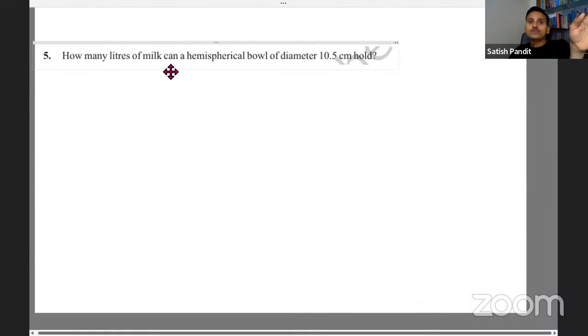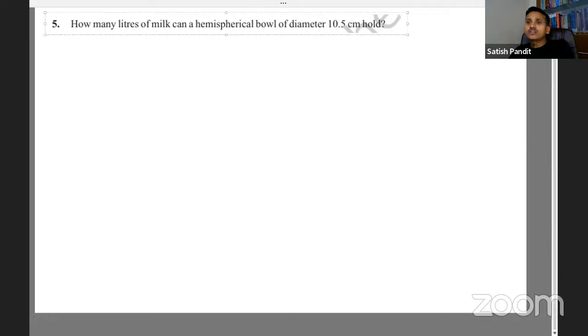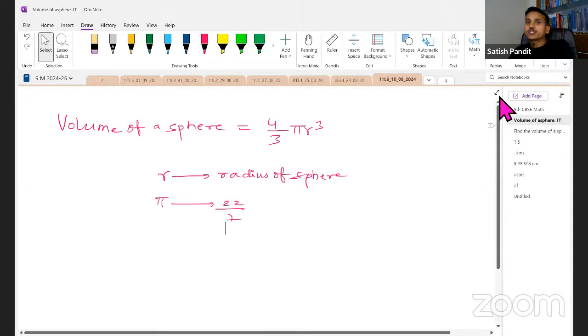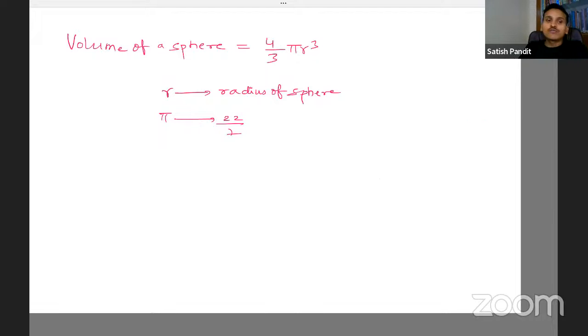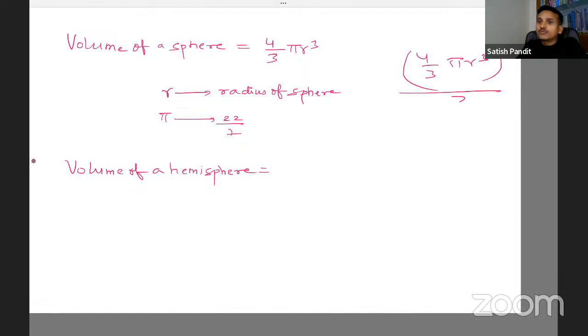See, I told you volume of a sphere is what? 4 by 3 pi r cube. Hemisphere is half of a sphere. So volume of a hemisphere will be half. Half of this will be what? 2 by 3. See, half means what? 4 by 3 pi r cube, if you divide by 2, it will become 2 by 3 pi r cube. Okay. So volume of hemisphere is 2 by 3 pi r cube.